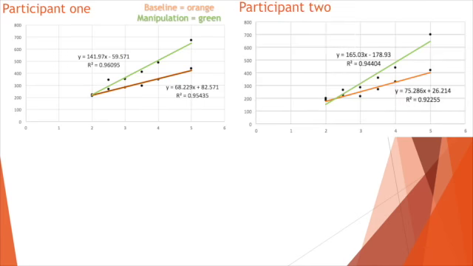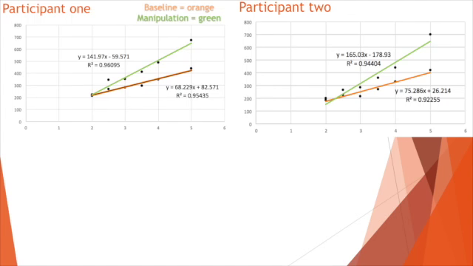For participant 2 results, the slope of the baseline suggests that each bit of information requires 75.286 milliseconds to be processed, while the slope of the manipulation suggests that each bit of information requires 165.03 milliseconds to be processed.